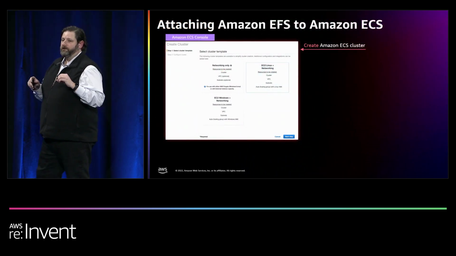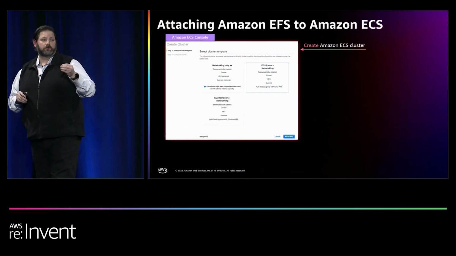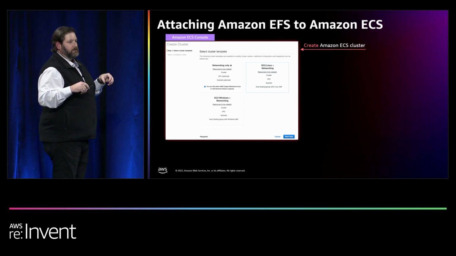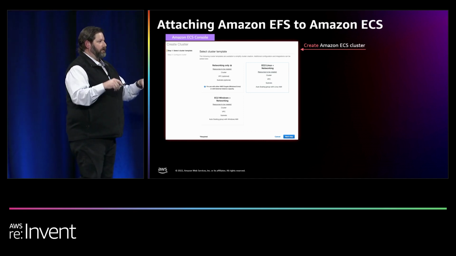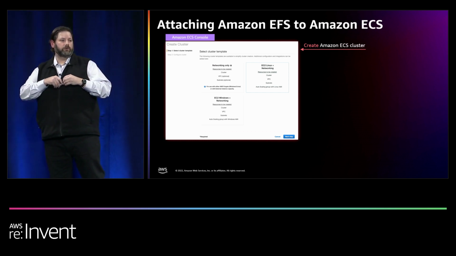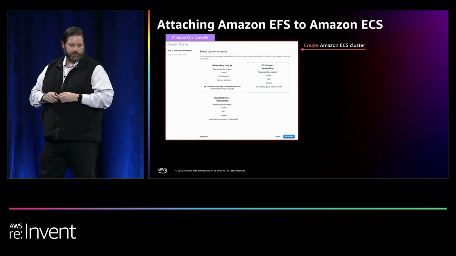On ECS, the process is a little bit different because we don't need a CSI driver. We're already inside the Amazon API. EFS and ECS are both Amazon products. We don't need to create an external mechanism to be able to integrate the two of them. We can do that directly.